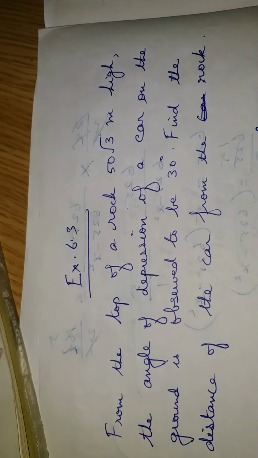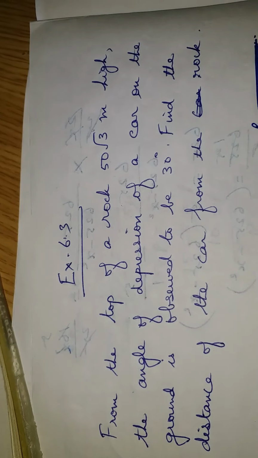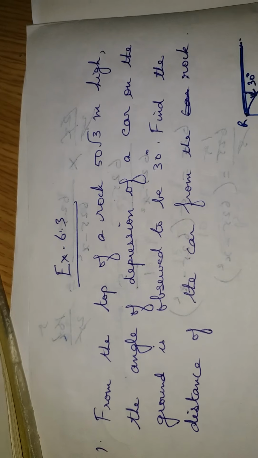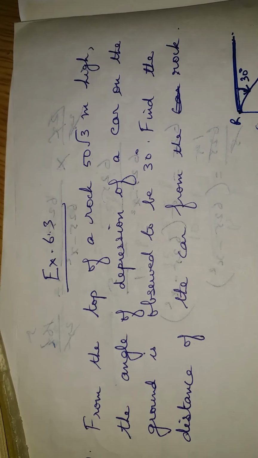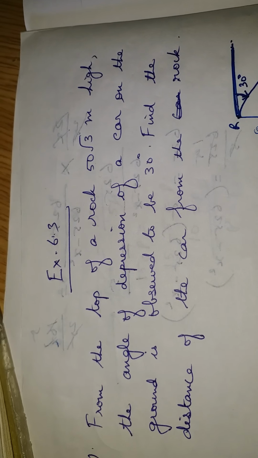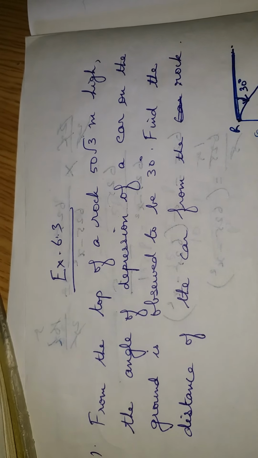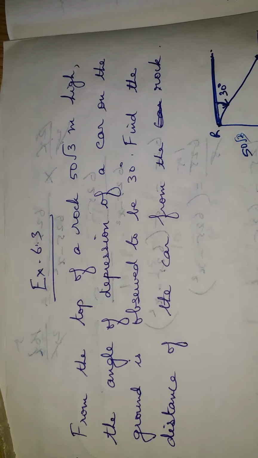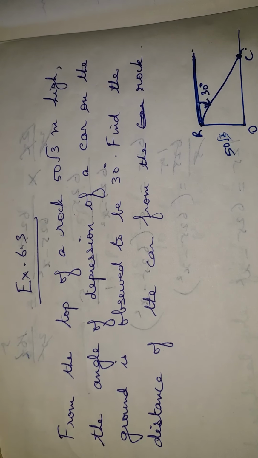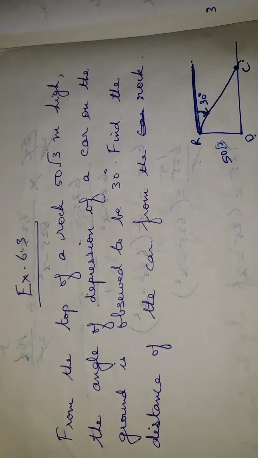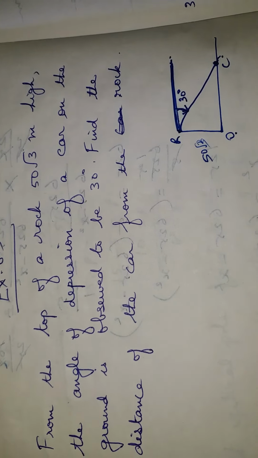Samacheer Max exercise 6.3, first sum. We are going to deal in this exercise with the angle of depression. Elevation means a person is looking from the ground at something in an elevated position, that is, at the top. For example, he is standing in a small building and looking up to a tower, or standing on the ground and looking at the building. Like that, you have to remember it is the angle of elevation.